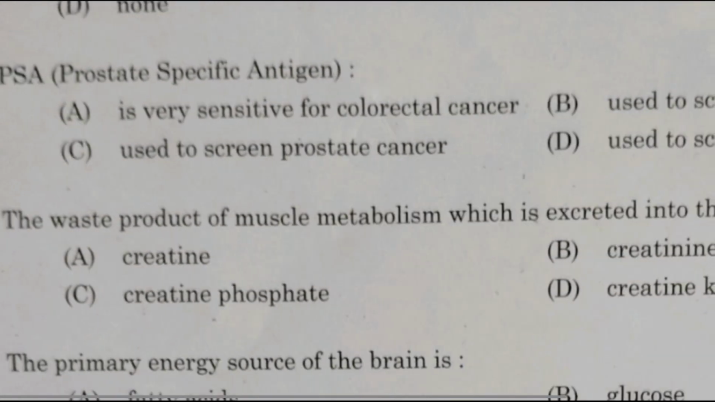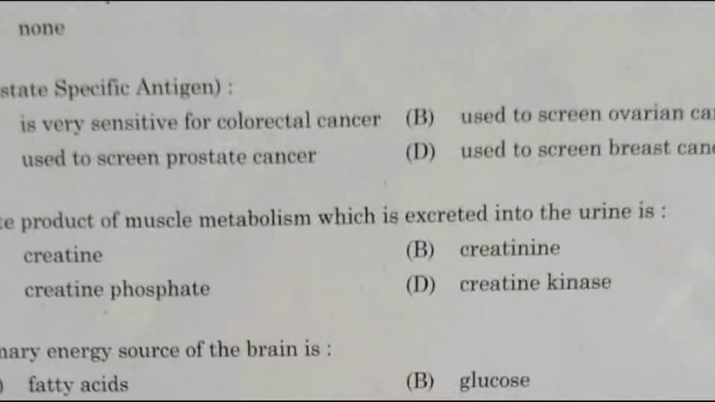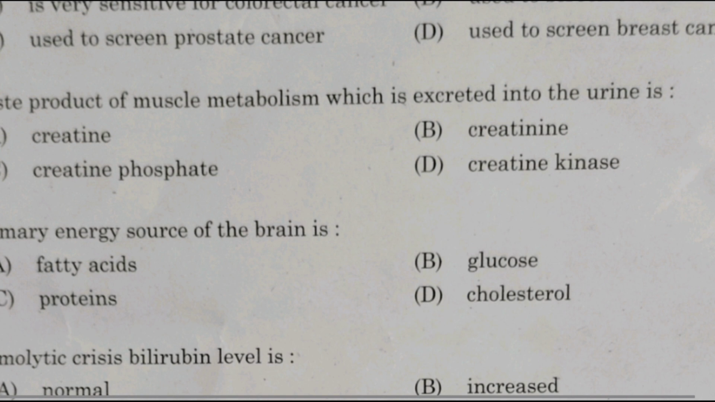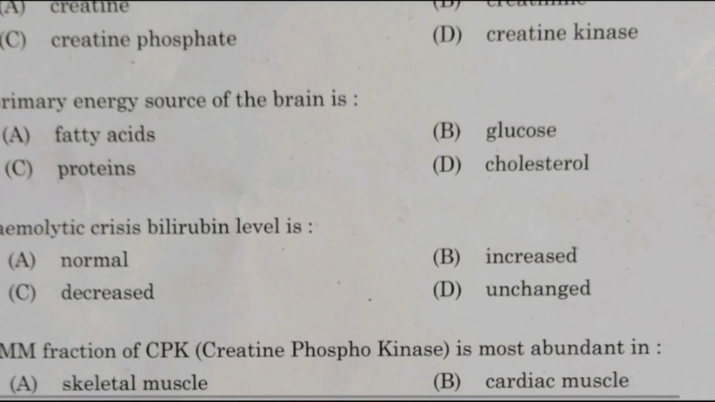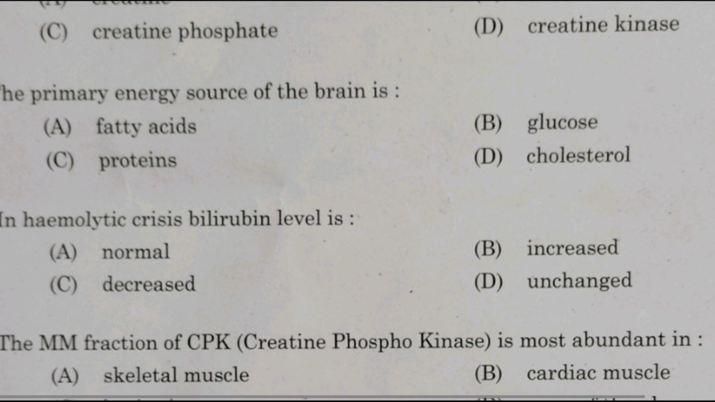Question, PSA or prostate specific antigen, it is associated with which of the following options? The right answer is option C, used to screen prostate cancer. Next one, the waste product of muscle metabolism which is excreted into urine. The right answer is option B, creatinine. Next one, the primary energy source of brain. Right answer option B, glucose.